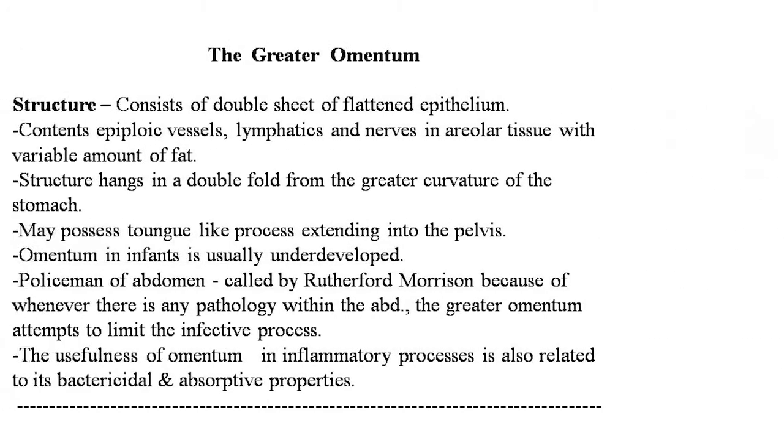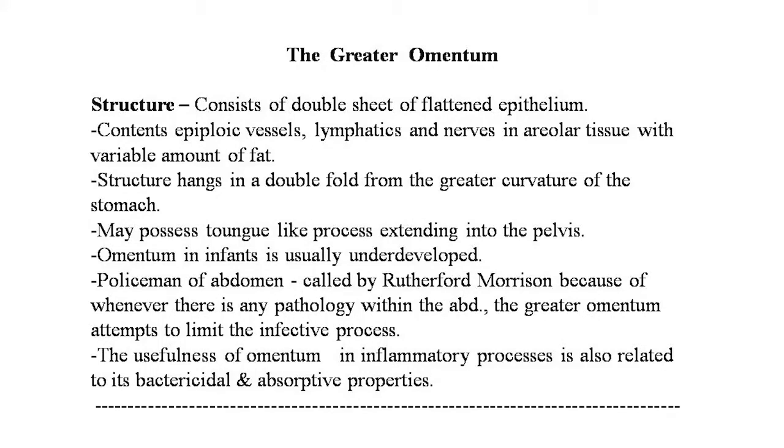Now, the next point is the greater omentum. Structure: the greater omentum consists of a double sheet of flattened epithelium within which there are epiploic vessels, lymphatics and nerves in areolar tissue with variable amounts of fat. The structure hangs in a double fold from the greater curvature of the stomach down almost to the pelvis, and then folds on itself and moves up in front of the transverse colon and with the transverse mesocolon to end at the anterior border of the pancreas.